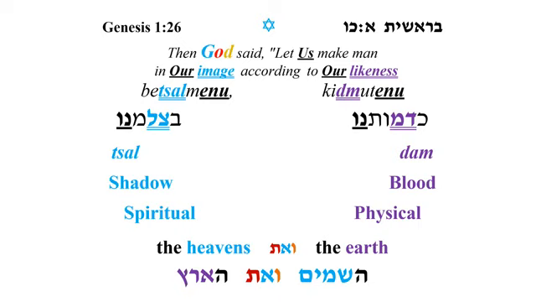But these two words, Betsilmenu and Kidmatenu, break down into certain root words that have specific meanings. For example, Betsilmenu, the root word is sal. Sal is shadow, phantom. It's pointing to the spiritual realm, and it represents the heavens, and that's the spiritual side. Versus Kidmatenu, the root word is dam. Dam is the Hebrew word for blood. It's the physical. It's the earth. Okay, the flesh and blood and the stuff.